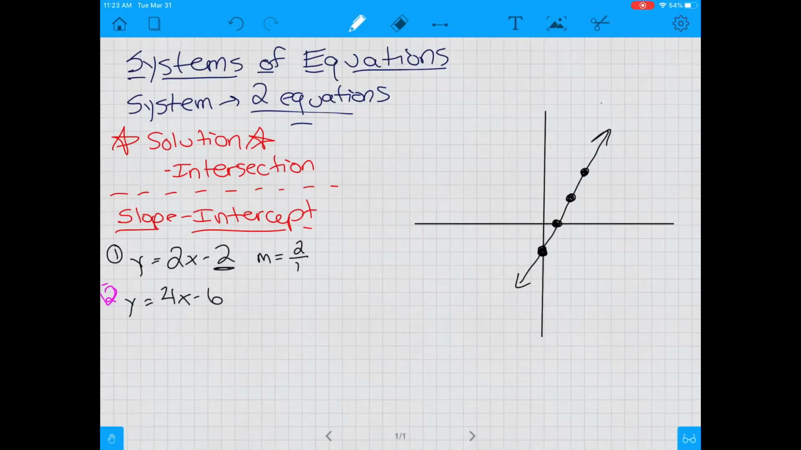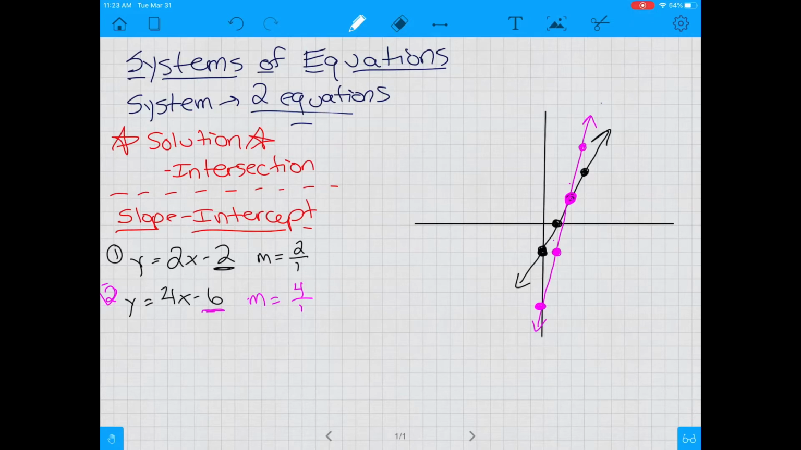For my second line, negative 6 is my y-intercept, so I'll come down to negative 6. In this case, my slope is 4 over 1. So I'll go up 4, 1, 2, 3, 4, over 1. Up 4, 1, 2, 3, 4, over 1. And then I'll do one more. Again, I'll do my best to connect these with a straight line.